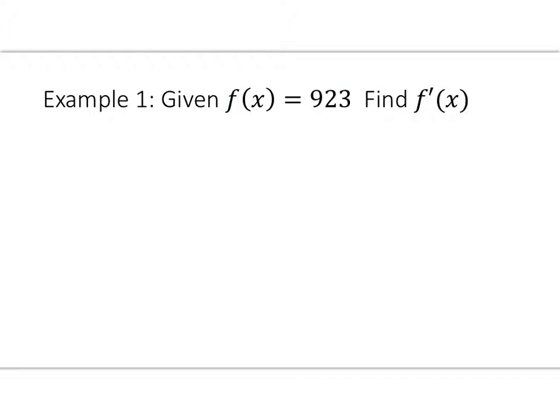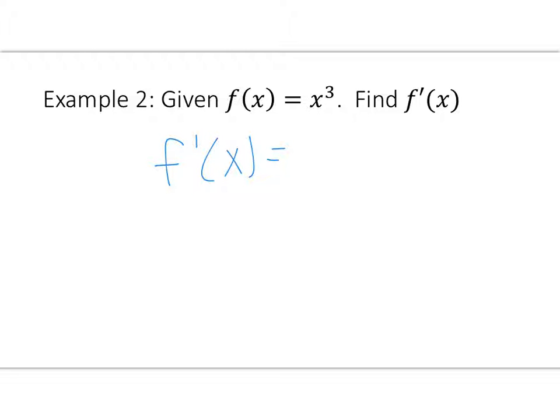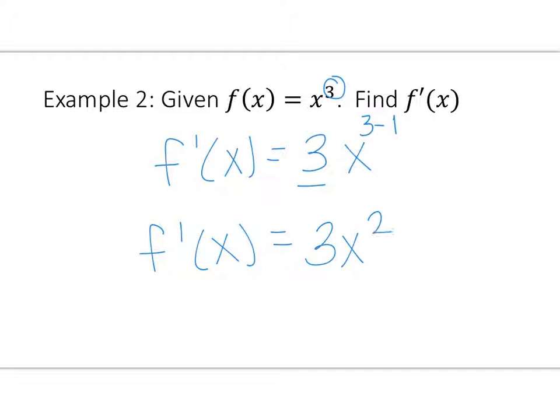Alright, so I'm given f of x equals 923, find f prime of x. Well again, 923 is a constant term, so this tells me that f prime of x is equal to 0. Okay, so now I have f of x equals x to the third, so I have an exponent, so this is my power rule. So f prime of x equals, remember the exponent moves to the front, so that's 3x, and then I have to decrease that exponent by 1.